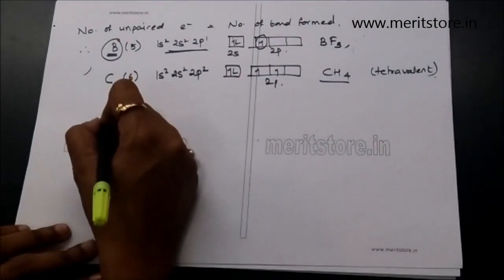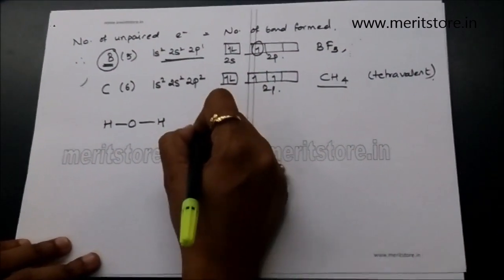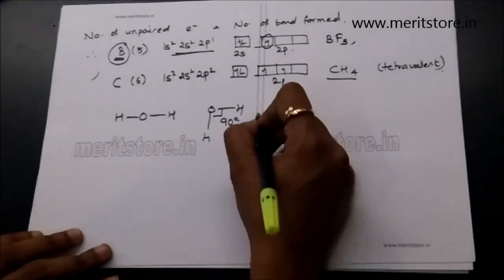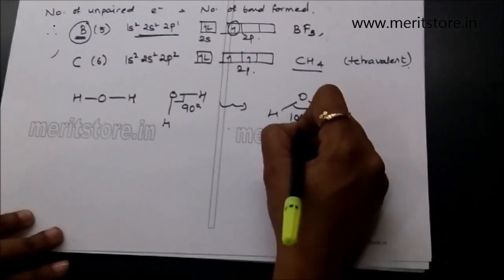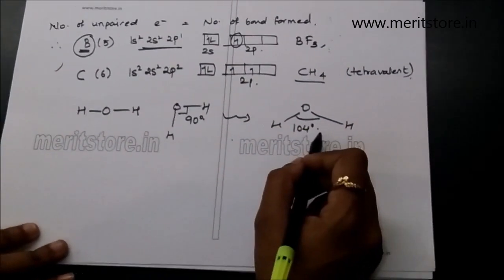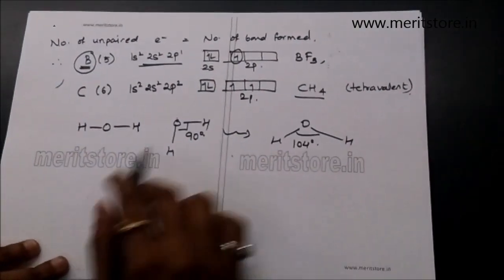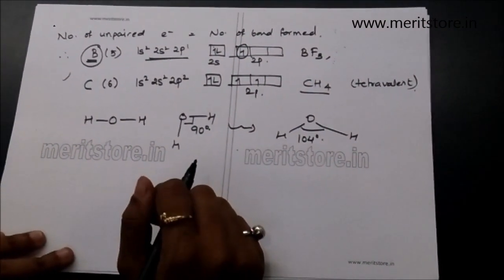Also, when you talk about the water molecule, it is H-O-H. The angle expected according to the valence bond theory is 90 degrees. But the actual angle in the water molecule is 104 degrees. And why there is a distortion in the bond angle was not explained by the valence bond theory. To explain all these concepts, we need the next theory, called the hybridization theory.